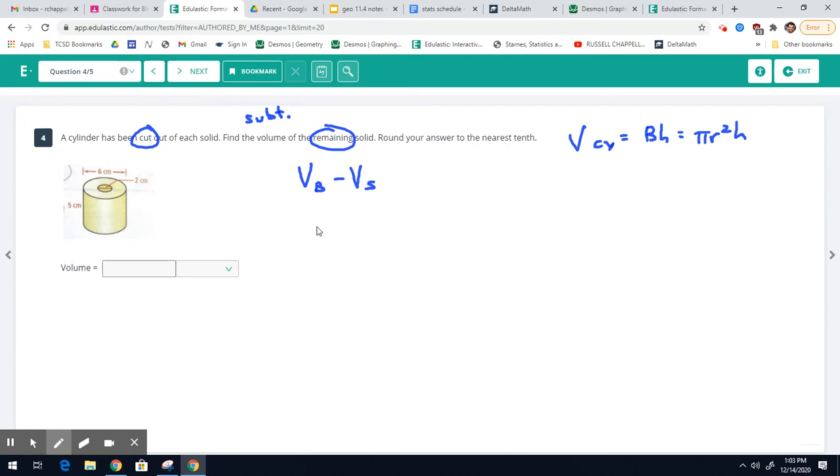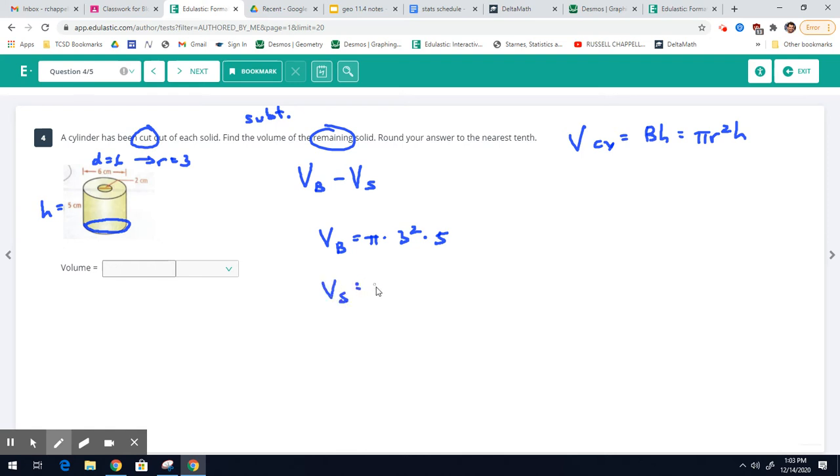So let's do the volume of the big. Pi times, now, in the big cylinder, they give you this 6. This 6 is the diameter because it goes from end to end. So to find the radius, we take half of that. Half of 6 is 3, 3 squared. And then the height is this guy right here, the distance between the circular bases. The other circular base is right there. So that height is 5. So there's the volume of the big, which we'll plug in a minute.